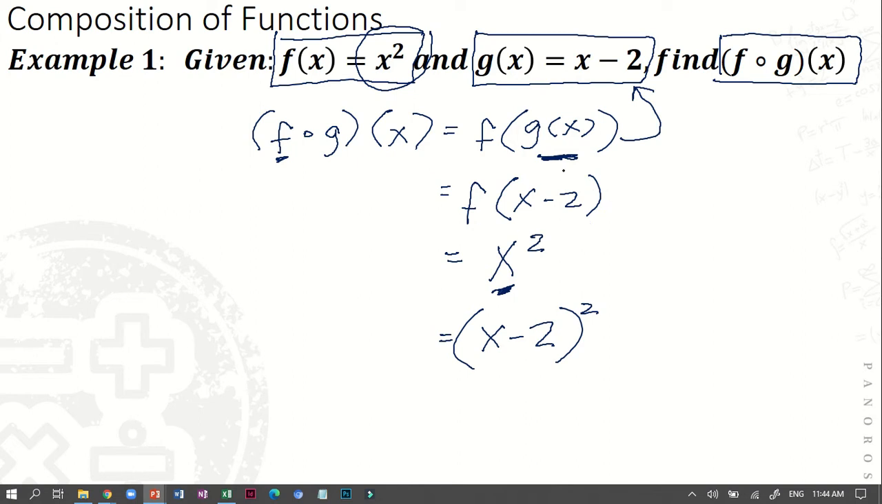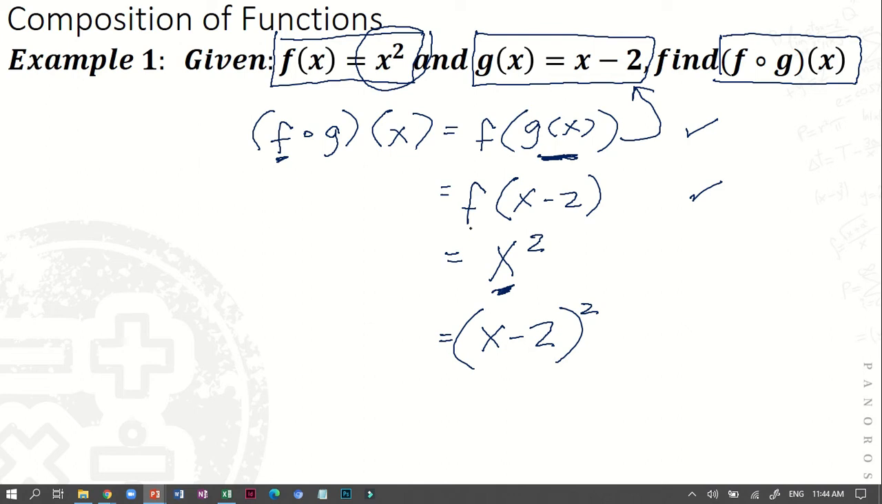Obserbahan ha. Una, formula. Yung unang solution natin will be the formula. Kung ano yung unang letter, siya yung nasa labas ng parenthesis. Yung pangalawang letter, siya yung ating function sa loob ng parenthesis. Yun yung g of x. Pangalawa, remove the inner functions, replace it with the equivalent value. Ito ang equivalent value natin, x minus 2. Tinanggal ang g of x, pinalitan ng x minus 2.